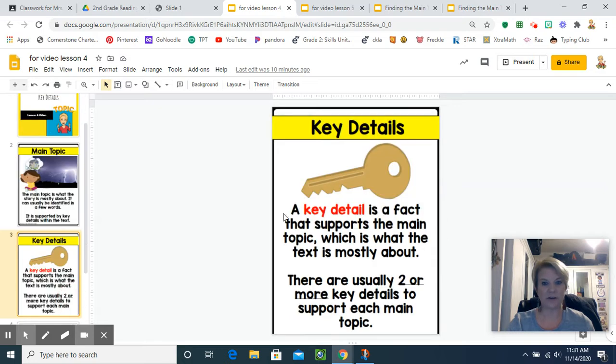We had a second anchor chart that talked more about key details. A key detail is a fact that supports the main topic, which is what the text is mostly about. There are usually two or more key details to support each main topic. Remember when we read some of the stories last week, I practiced my underlining skills and underlined the key details in the stories. Just about every sentence in each story was a key detail because it was something to do with the main topic.